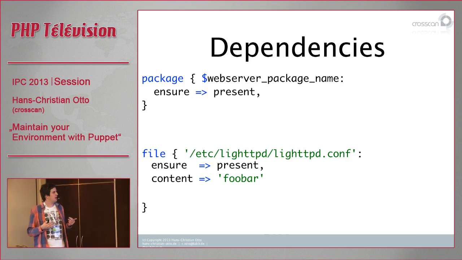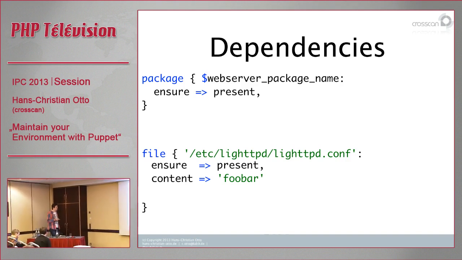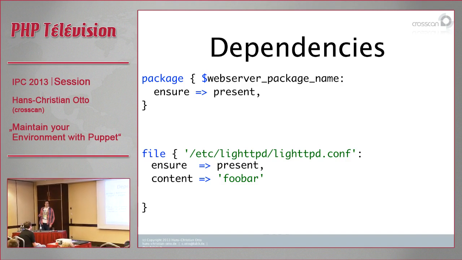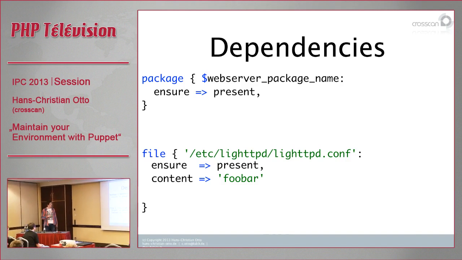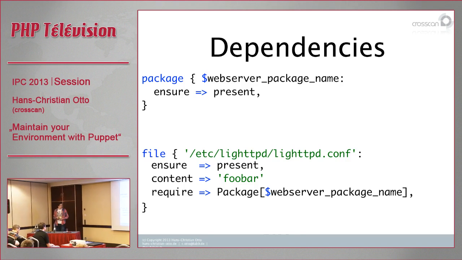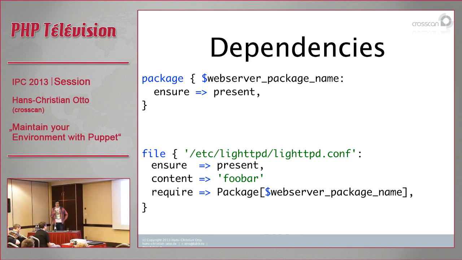If we would now run this manifest and Puppet would for some reason decide to evaluate this resource before this resource and the package is not yet installed, Puppet is going to fail because this directory doesn't exist. So what we have to do is we have to say this resource, the file resource, requires the package resource with the name web server package name.